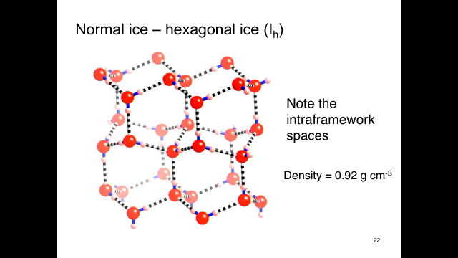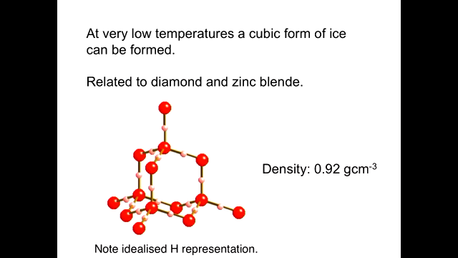Now you might think about that, well, if it likes to form these tetrahedral building blocks, can it form a diamond type structure? And in fact, at low temperatures, you can get a diamond type form of ice. And again, the density is 0.92 grams per centimetre cubed. Now that can be related to diamond or zinc blende, whereas the other form of ice, the more traditional form of ice we see, can be related to Lonsdaleite and wurtzite.